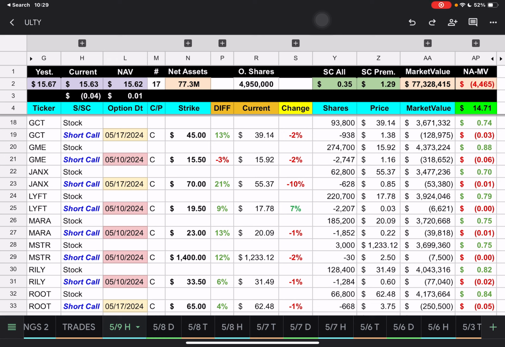But then we have Giga Cloud Technology here. This one doesn't expire till next week, has a strike price of $45, and it's currently 13% below that strike price. And the stock actually went down 2 cents today. GME, this short call expires this week with a 15.50 strike price. However, we are currently over that strike price by 42 cents, or 3%, and the stock price did go down 2% today. So you can see that this one over here is bringing, at least for the short call, right now it's bringing the stock price down 6 cents a share.